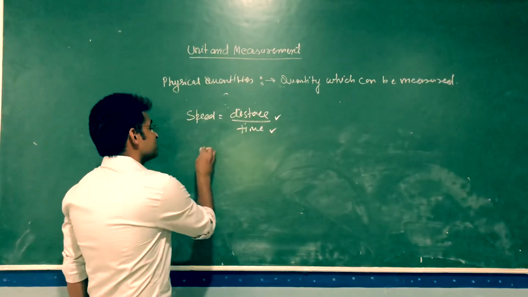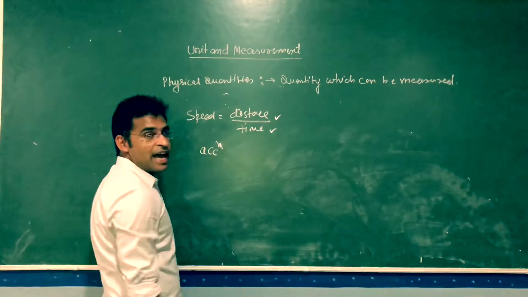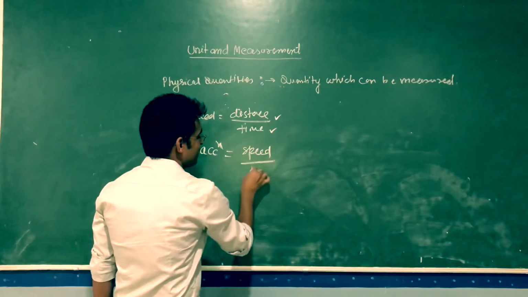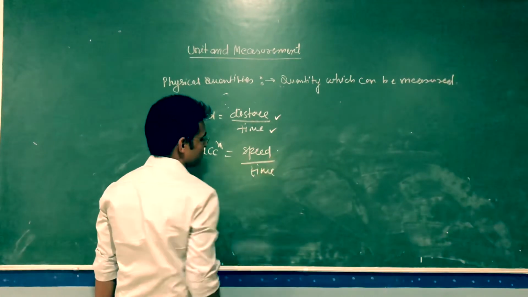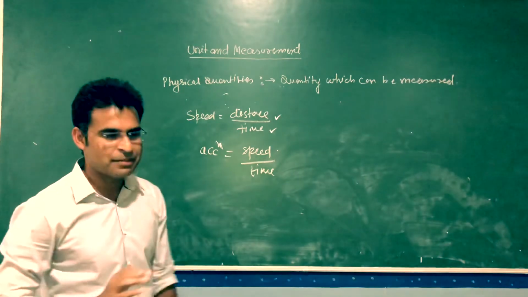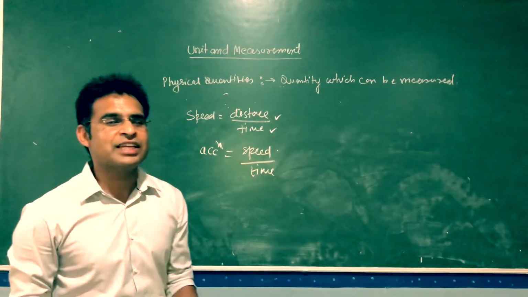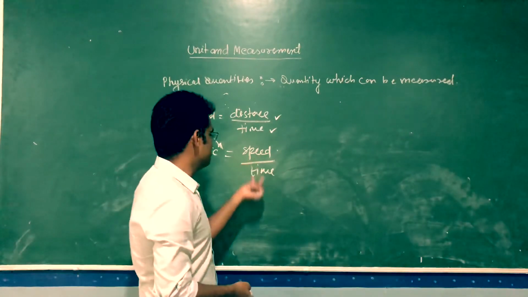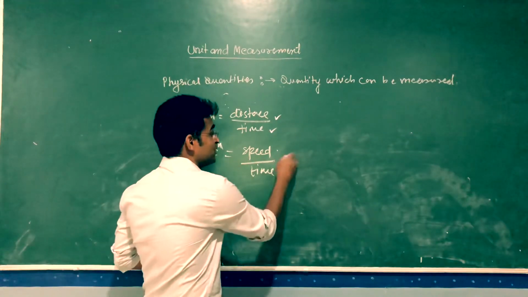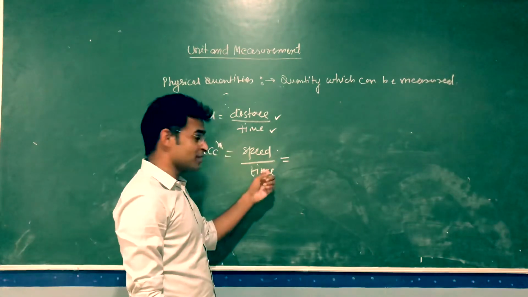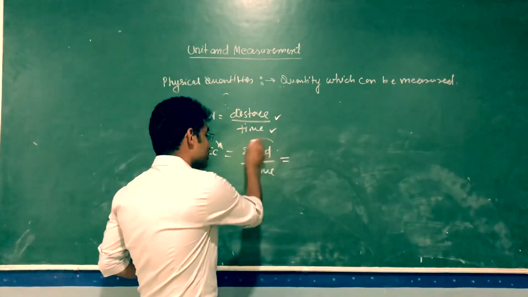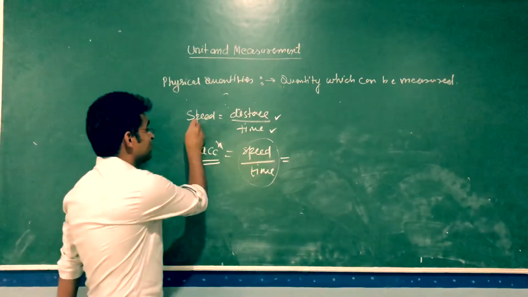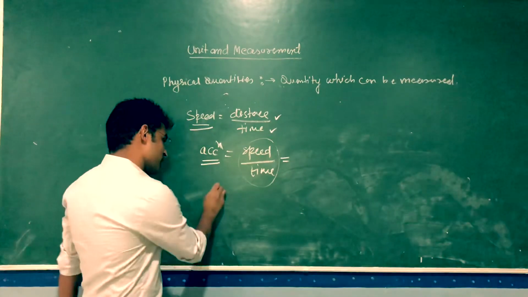Similarly, we can derive acceleration. Acceleration means speed divided by time. Actually, acceleration is not speed divided by time, but in this chapter we can write the simple formula: acceleration is equal to speed divided by time. Actually, acceleration is equal to change in velocity divided by time, but here we can write speed divided by time. Speed is a derived quantity, time is fundamental, but the whole thing is a derived quantity. So acceleration is a derived quantity. Similarly, force is what?